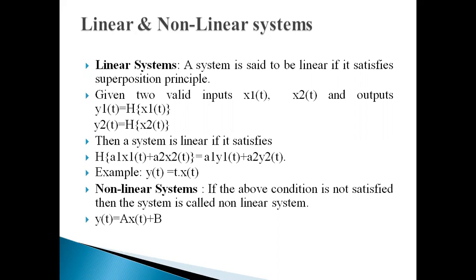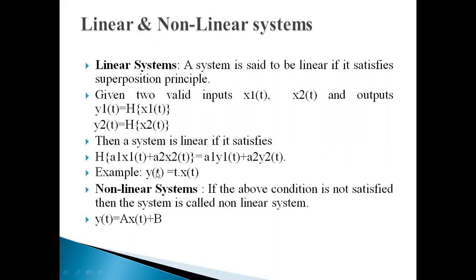Here, if we assume that inputs are x1(t) and x2(t) and the corresponding outputs are y1(t) and y2(t), that means y1(t) is equal to system applied on x1(t) and y2(t) is equal to system applied on x2(t). Then a system is linear if it satisfies the condition: system applied on a1 x1(t) plus a2 x2(t) is equal to a1 y1(t) plus a2 y2(t). If this condition is satisfied, then that system is called as linear system.